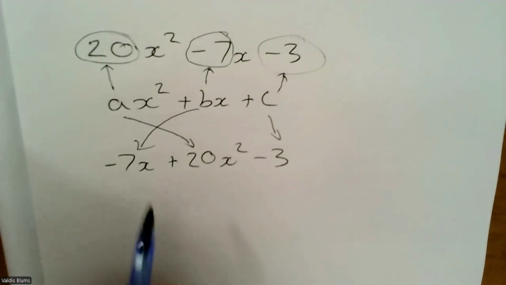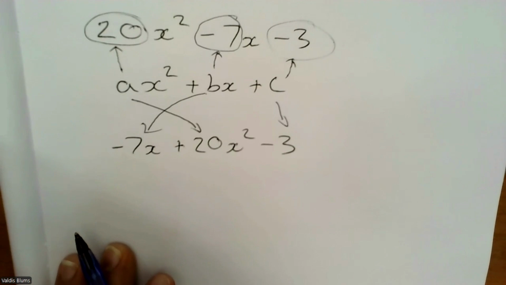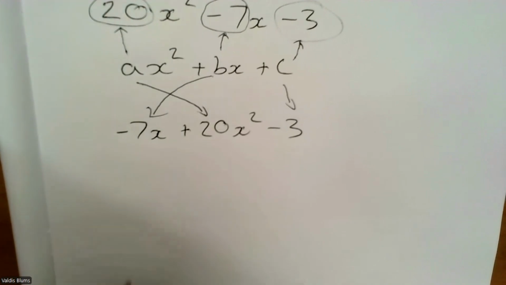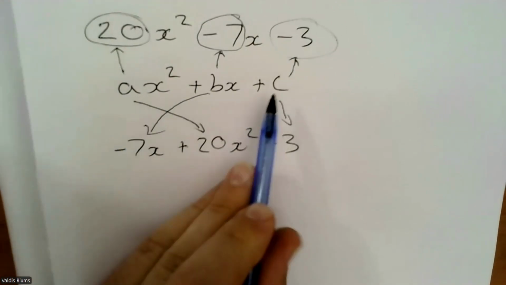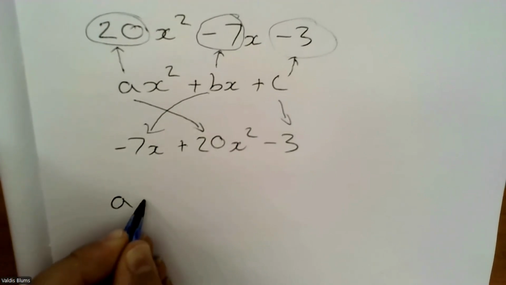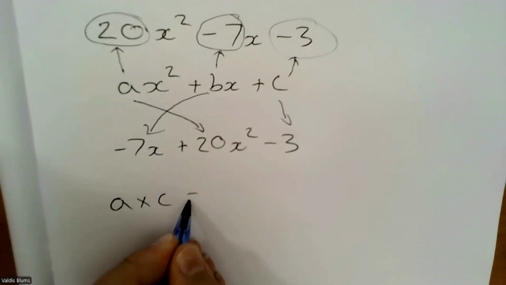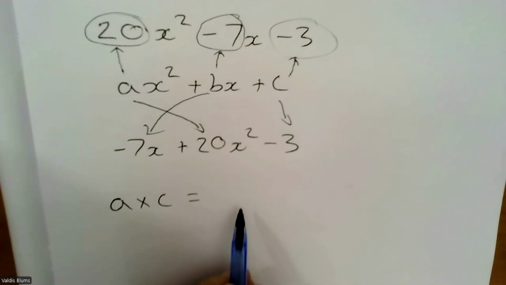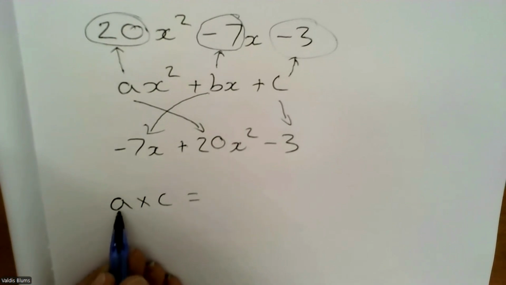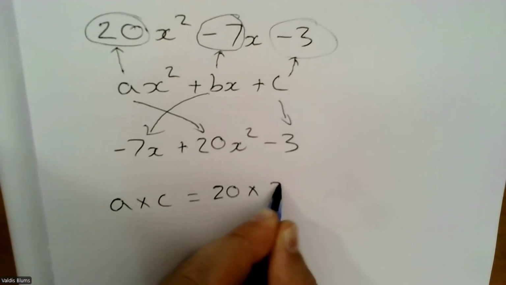Now, the reason this order matters is because with our first factorization technique, the decomposition technique, we need to know what our A and C coefficients are. So for this technique, we take our A coefficient, we multiply it by the C coefficient, and from that we get a number, and then we look at the factors of that number that will add to the middle term. So for instance, our A times by C in this case is 20 times by 3.